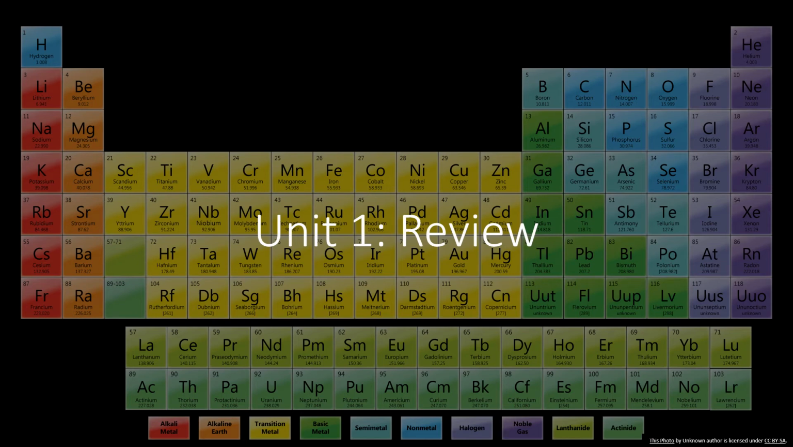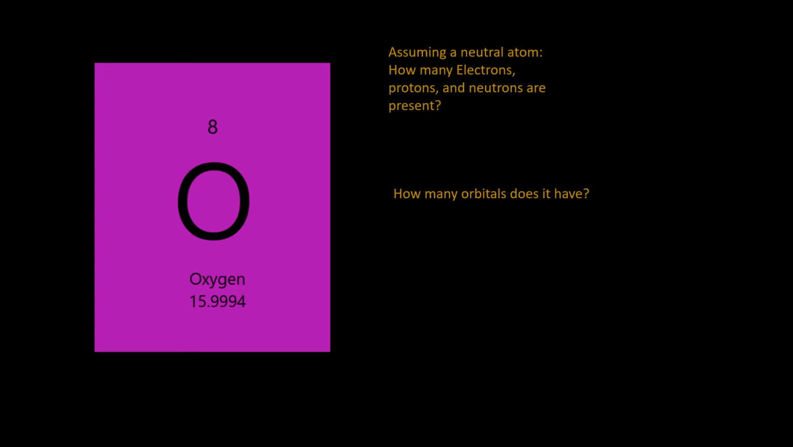Okay, we're going to review a little bit about the periodic table and some information that we can garner just from looking at the periodic table. We're going to look at oxygen here in just a second, so keep in mind oxygen is in our second period, and we'll talk about that in just a few minutes.